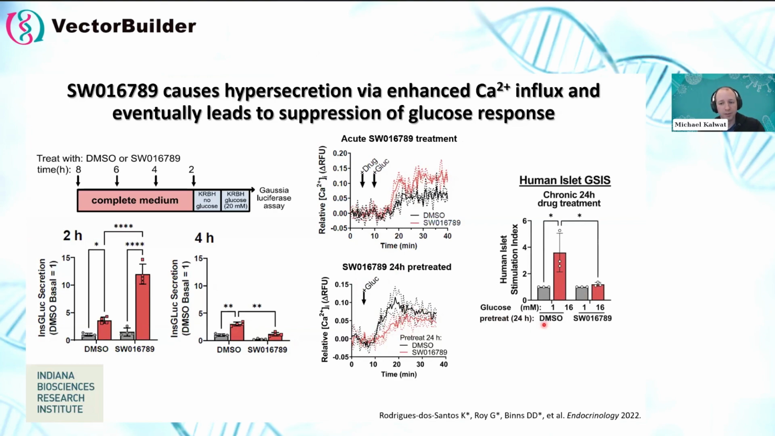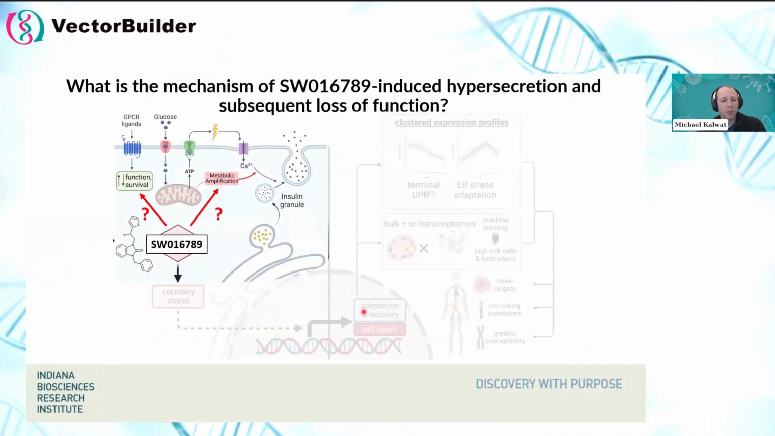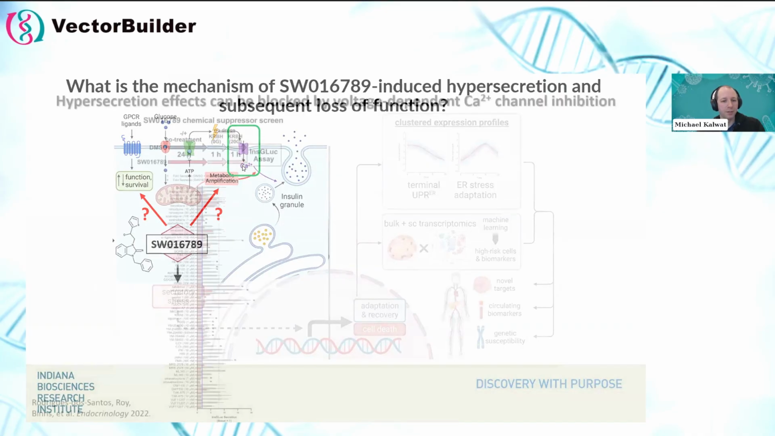And we also confirmed that these findings were consistent in human islets. If we exposed human islets overnight to this hypersecretion-inducing compound, the following day after washing off the drug, the islets no longer responded to glucose. So we tested a lot of different things, and I don't have time to go over all of them today. So I'll cut to the chase. Our search for the mechanism of action of this compound led us to calcium influx. And so how do we narrow in on how this probably is the key mechanism of action for this compound?